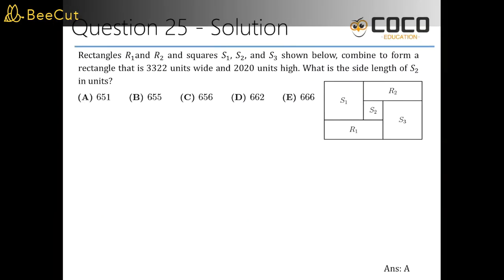Question 25. So there are two rectangles, R1 and R2, and three squares, S1, S2, and S3. They said that the longer side is 3322 and the shorter side is 2020. They want to find the side length of S2. So let's say for S1, the side length is A. For S2, the side length is B. For S3, the side length is C.